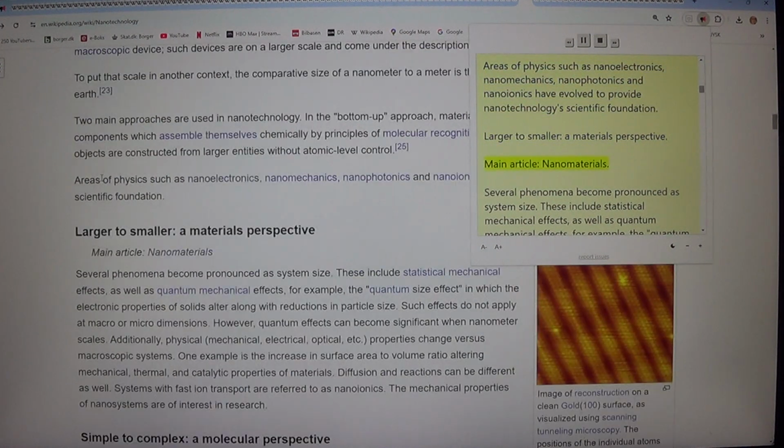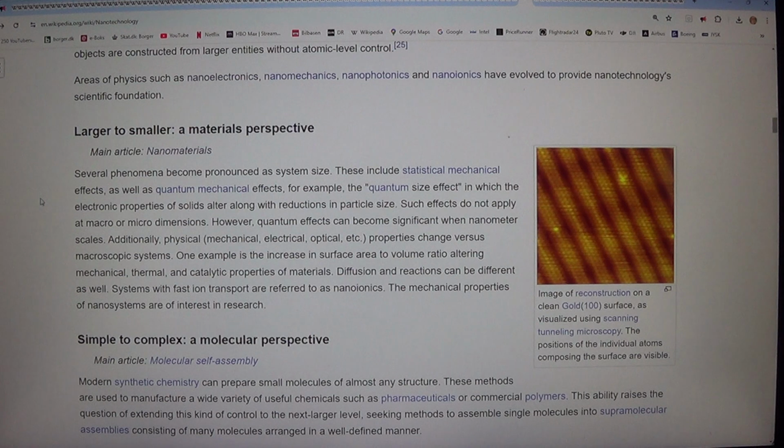Main article, nanomaterials. Several phenomena become pronounced as system size decreases. These include statistical mechanical effects, as well as quantum mechanical effects, for example, the quantum size effect in which the electronic properties of solids alter along with reductions in particle size. Such effects do not apply at macro or micro dimensions. However, quantum effects can become significant at nanometer scales. Additionally, physical, mechanical, electrical, optical, etc., properties change versus macroscopic systems.